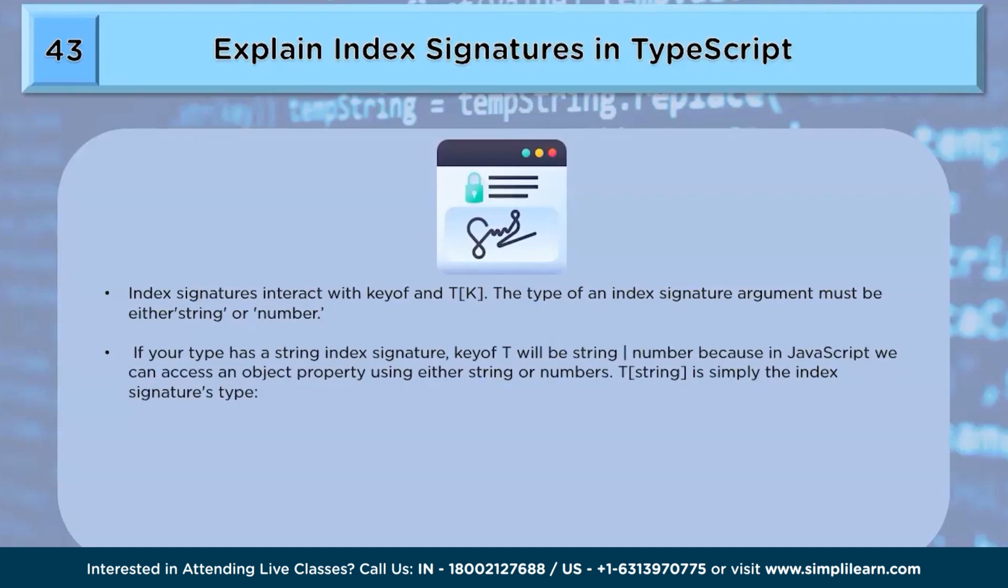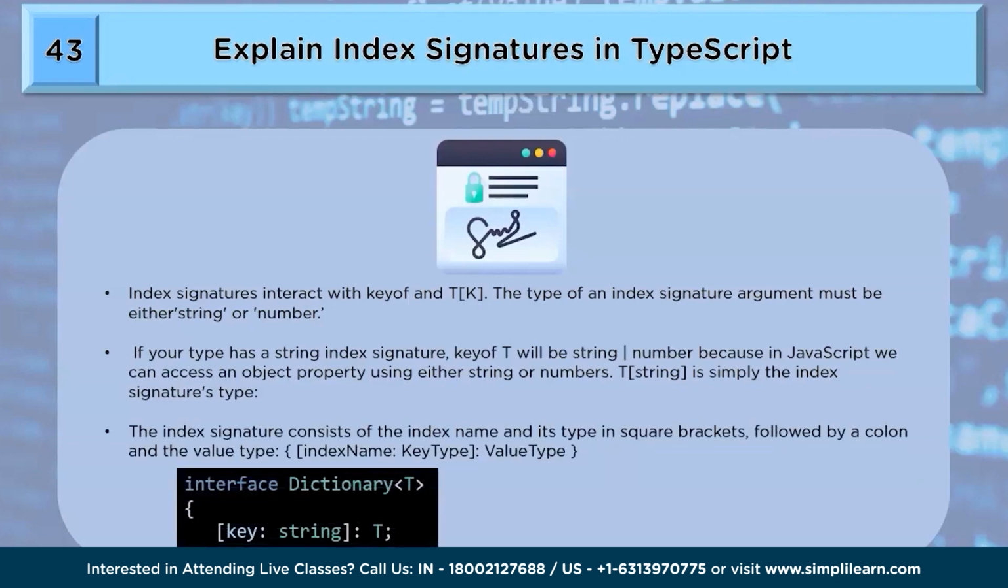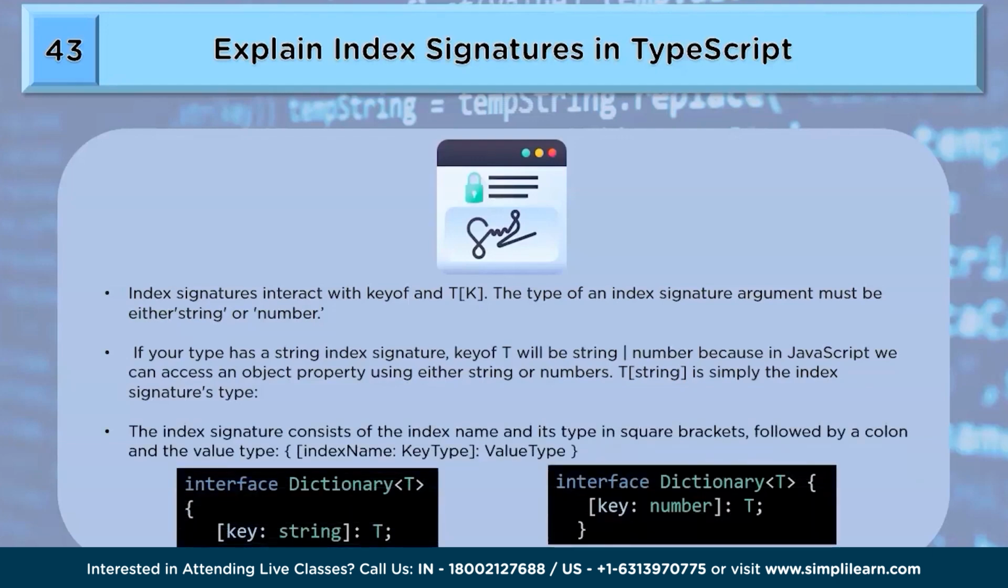JavaScript we can access an object property using either string or numbers, and T[string] is simply the index signature's type. The index signature consists of the index name and its type in square brackets, followed by a colon and the value type.